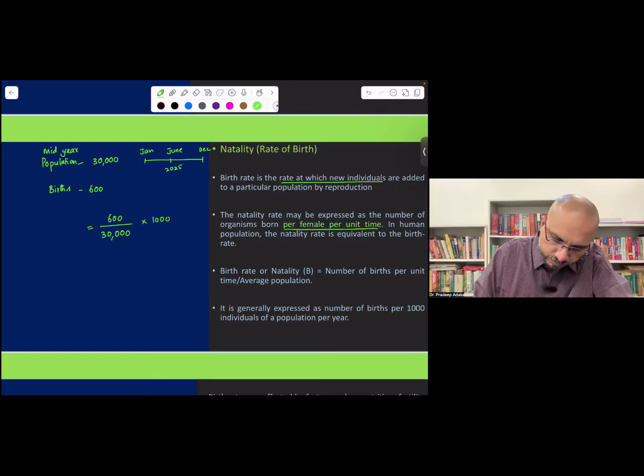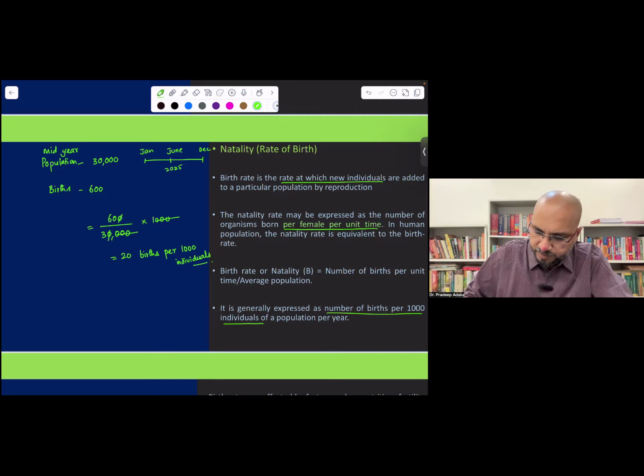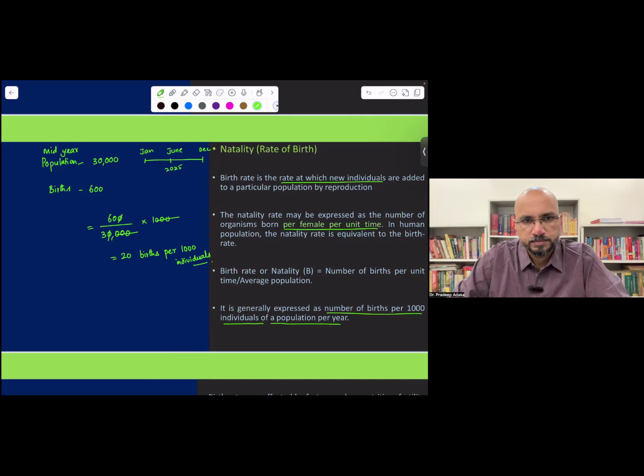You cross out, that is 60 by 3 is equal to 20. So 20 births per 1000 individuals. This is how you take it. It is generally expressed as the number of births per 1000 individuals of a population per year, and when we say year, we take the mid-year. Is it okay? You understood natality?